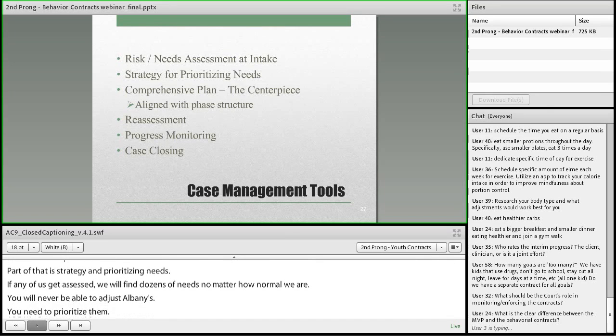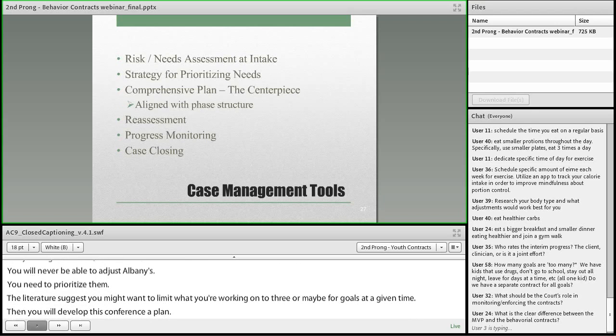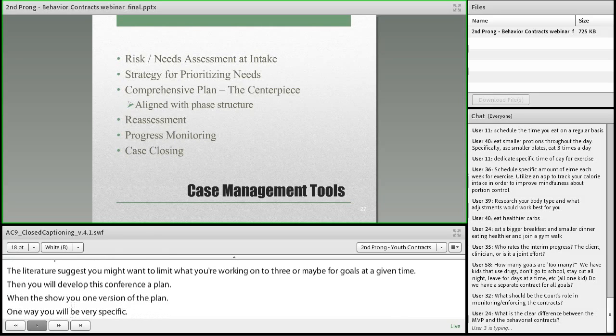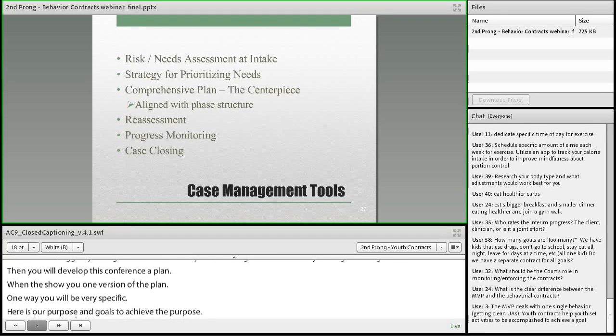Then you're going to develop this comprehensive plan, and Wendy showed you one version of that plan, where you're going to be very specific about: here's our purpose, here are our goals to achieve that purpose, here are the goal domains we're going to work on for this kid, here are the specific objectives, here are the time frames, this is how we know we're going to measure them, and who's responsible for doing those things.